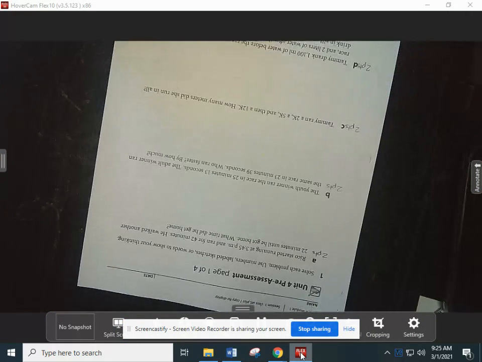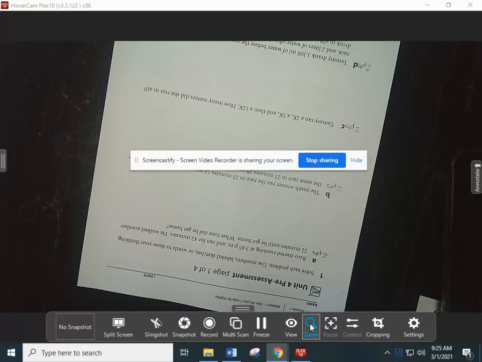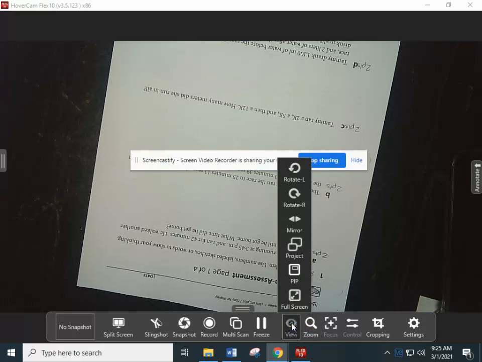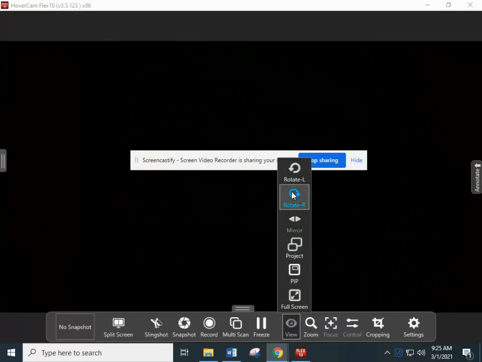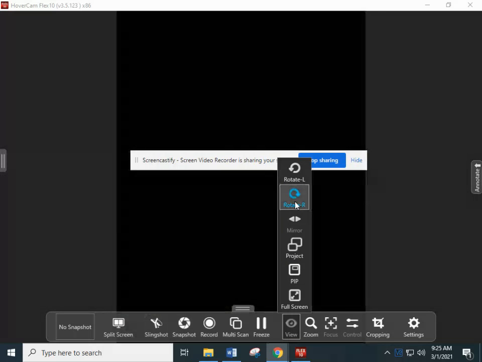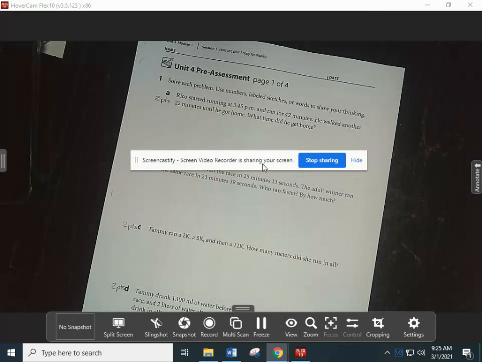And so this is what it looks like. Oh my goodness, it's upside down. Okay, hold on a minute, we gotta fix that. Okay, so we'll rotate it. And we'll rotate it again. And now we have it the right way.